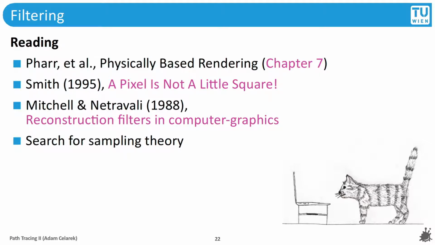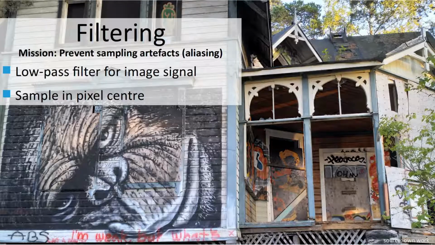A classic read is "A pixel is not a little square." You can also read the original paper by Mitchell and Netravali. And finally, I've seen that there are many YouTube videos about sampling theory, and probably at least as many resources on the internet. That concludes our section about filtering, although we will see it again in the next section. Filtering prevents or at least reduces sampling artifacts by low passing the image signal and then sampling in the pixel centers. These samples are then used as the pixel color.